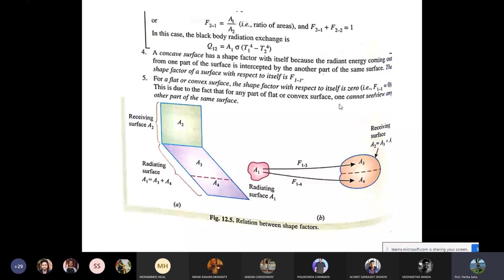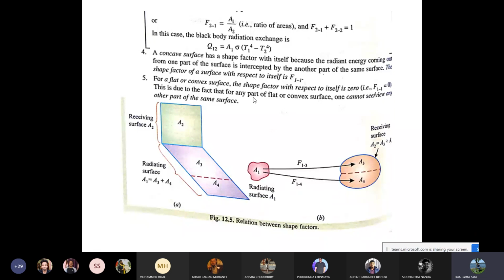So that's why the shape factor of the surface with respect to itself is F11, because for the concave surface, each part cannot see other part. So actually there is a shape factor of one part to the other part, and it is given by F11. For a flat or convex surface, however, the shape factor with respect to itself is 0, because a convex surface cannot see its own area or own surface, right?